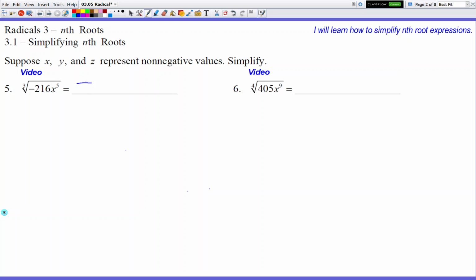Okay, so let's break apart 216 first. All right, so let's break apart 216, and we get 2 and 108. Okay, and 108, what is that going to be? 9 and 12? Oops, I didn't write my little line. Sorry about that. 9 and 12. And 9 becomes 3 and 3. And 12 becomes 2, 2, 3.